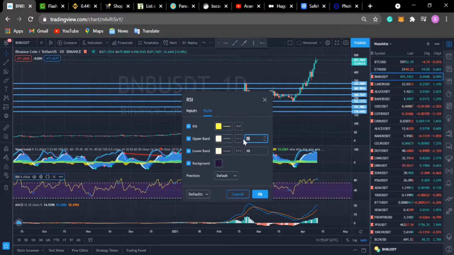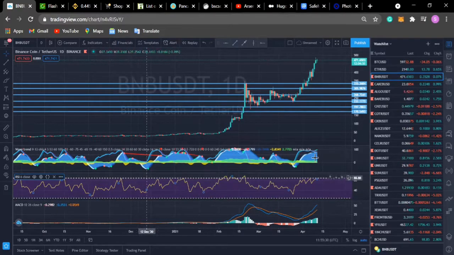Let's take it though. So 88. Then you can change the color as well if you want to change the color of the upper band, whatever. Well, what I'm concerned about is the numbers, 1088. Okay, so we're okay.